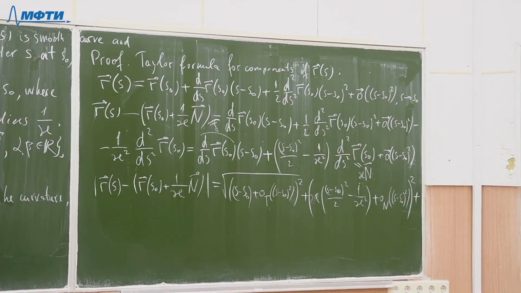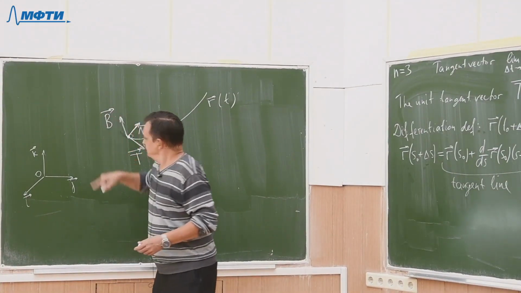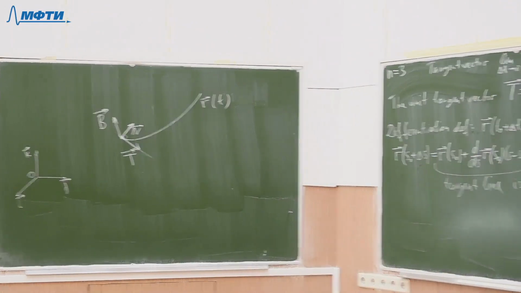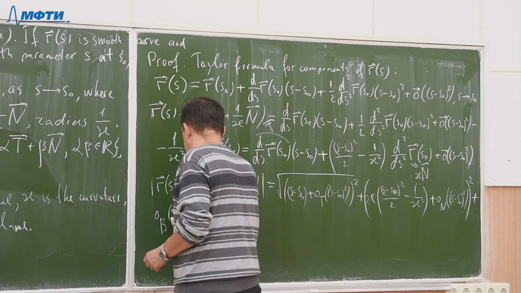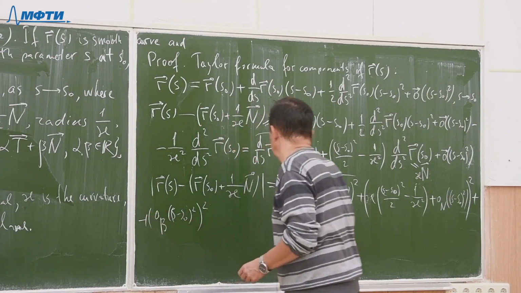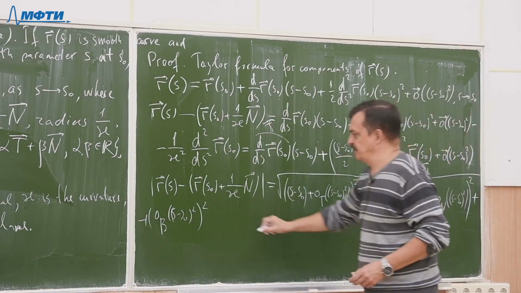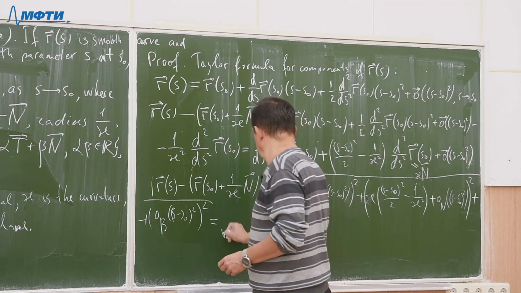Okay, I think I should denote it. So I'll denote it by B without name yet. And plus little o of S minus S naught squared, also squared. That's it, under square root everything, right? Everything is under square root. Okay. Now, let us compute what we have under square root.